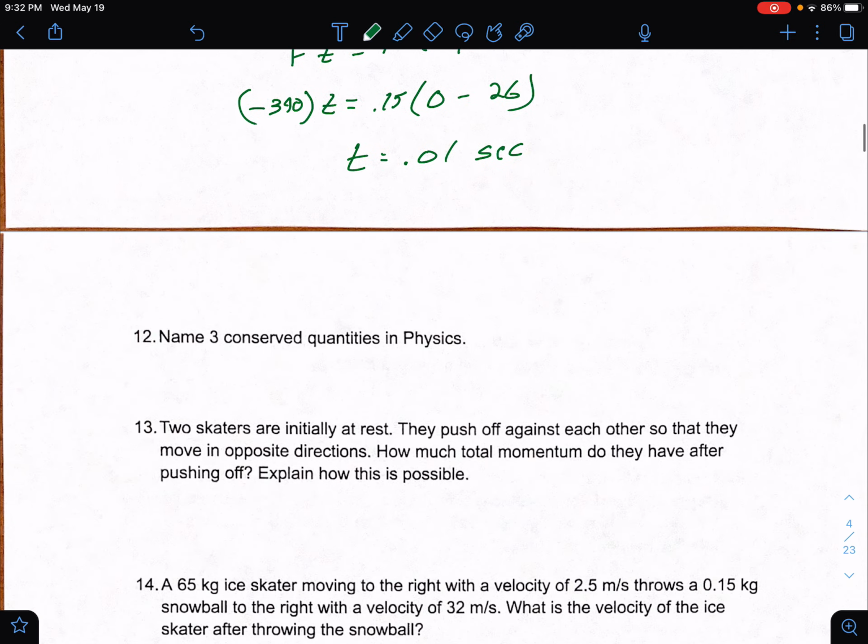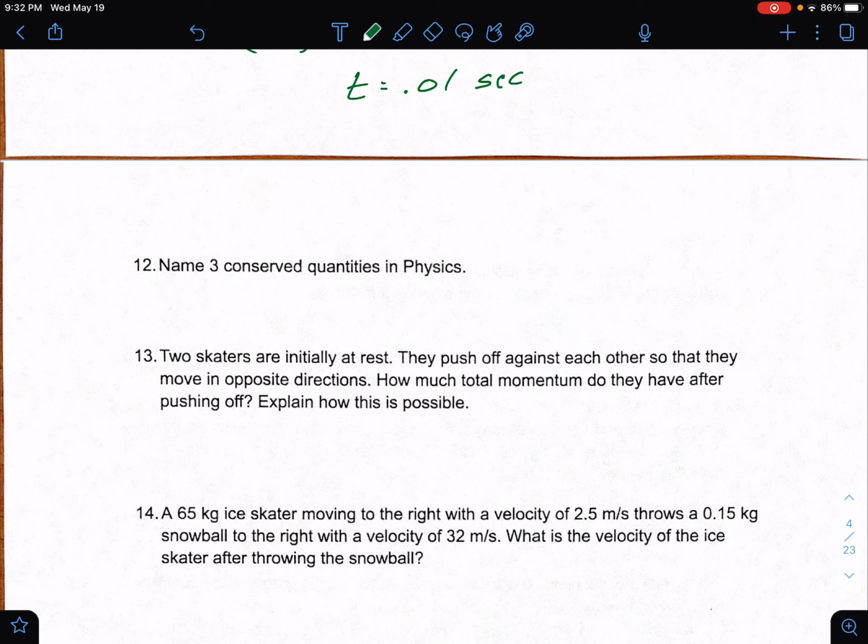Okay. Moving on to number 12, name 3 conserved quantities in physics. Okay, that is going to be mass, energy, and momentum. So those are the conserved quantities in physics.